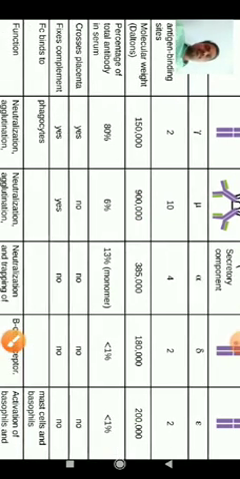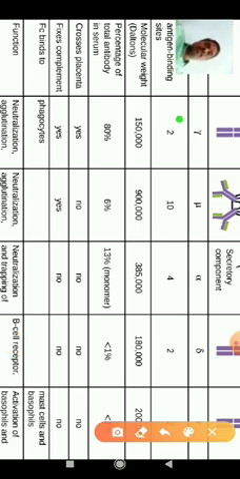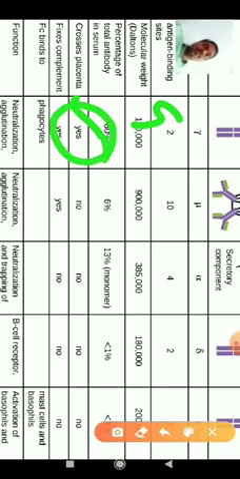And the next one is the function of the antibodies. The main function: IgG crosses the placenta. So the IgG antibody crosses from the mother to the child. That's why only IgG crosses the placenta, but the remaining four do not cross the placenta. They are not transferred between the mother and the child or embryo.